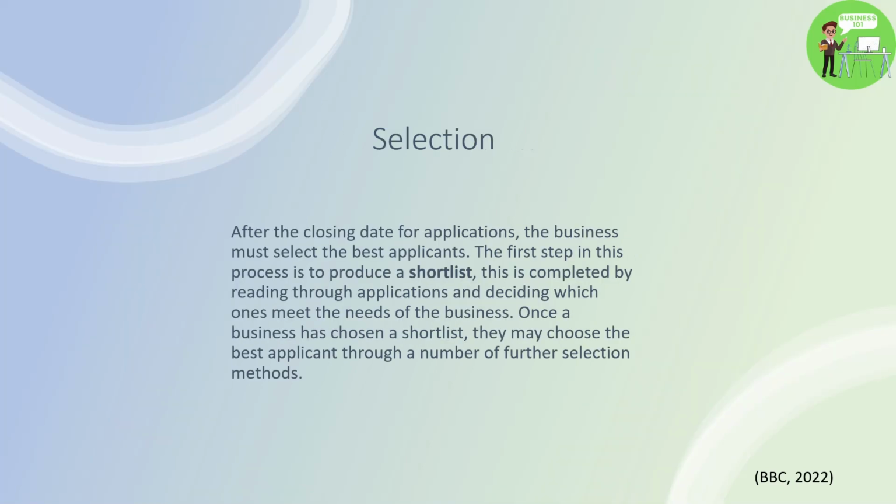Selection. After the closing date for applications, the business must select the best applicants. The first step in this process is to produce a shortlist. This is completed by reading through applications and deciding which ones meet the needs of the business. Once a business has chosen a shortlist, they may choose the best applicant through a number of future selection methods.